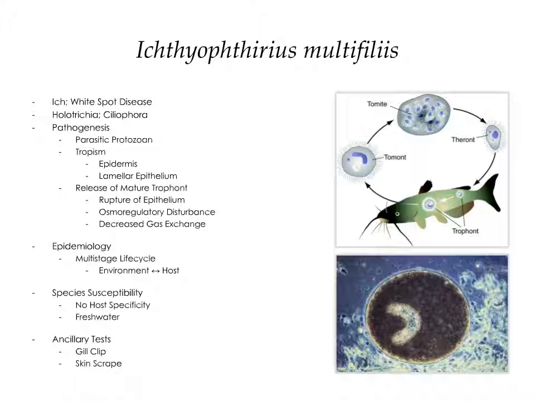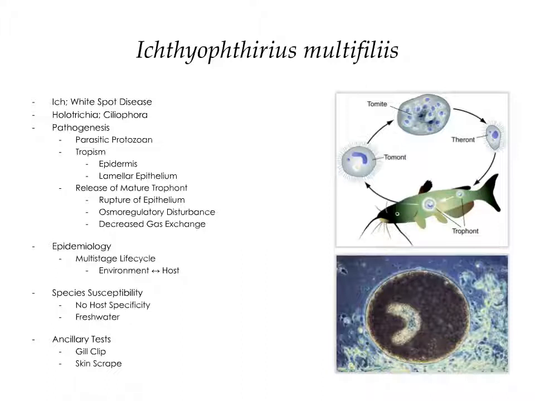The image on the top right illustrates the life cycle of the parasite. The tomite is the environmental stage. It can be found adhered to the substrate, where it undergoes rapid division to produce large numbers of thyrans. Thyrans are the motile infective stage, which latch onto the gill epithelium or the epidermis and transform into trophons. The trophons are the feeding stage, which increase in size as they acquire nutrients. These are visible with the naked eye, appearing as white flecks on the fish.